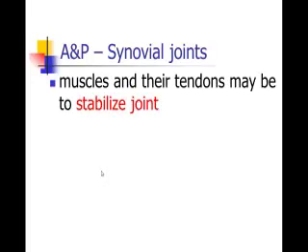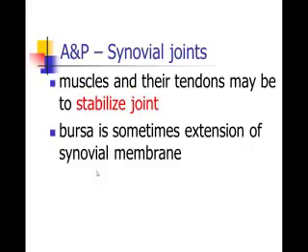So muscles and tendons can stabilize joints, and they do have an advantage over just connective tissue, and that is that they can be exercised and strengthened. And in fact, a lot of times when people go for physical therapy, that's exactly what they're doing. They're giving you exercises to make your muscles stronger to help stabilize joints.